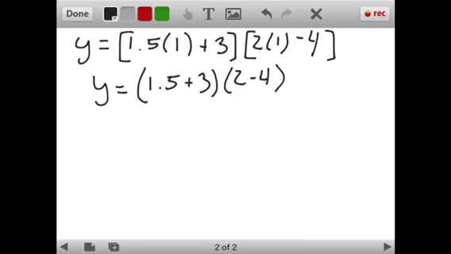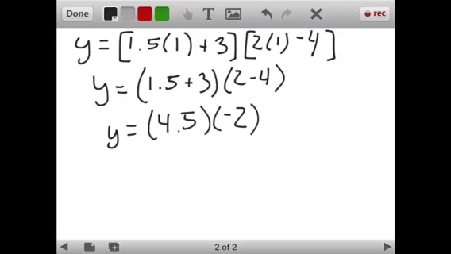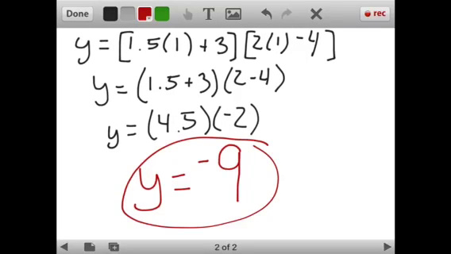Our next part will be y equals 1.5 times 1 plus 3, 2 times 1 minus 4. After you multiply 1.5 by 1 and 2 by 1, you get y equals 1.5 plus 3 and 2 minus 4. After simplifying that down, you get y equals 4.5 times negative 2. After multiplying that, you get y equals negative 9.